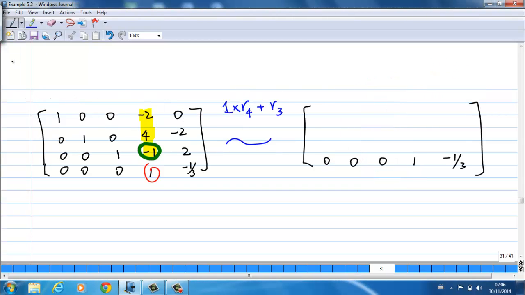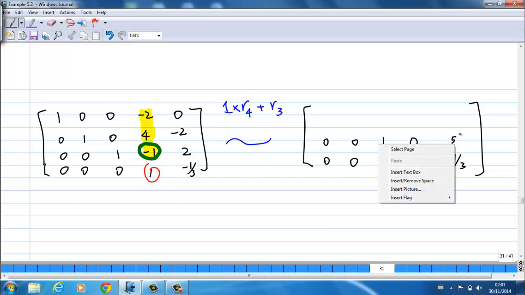Let's create a 0 in the third row, fourth column. You can do this by adding the fourth row to the third row. And then the new third row becomes 0, 0, 1, 0, 5 over 3.